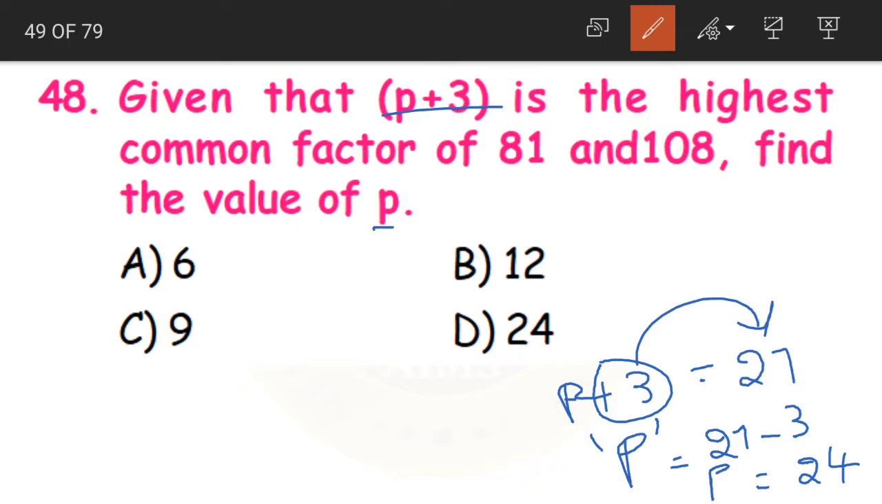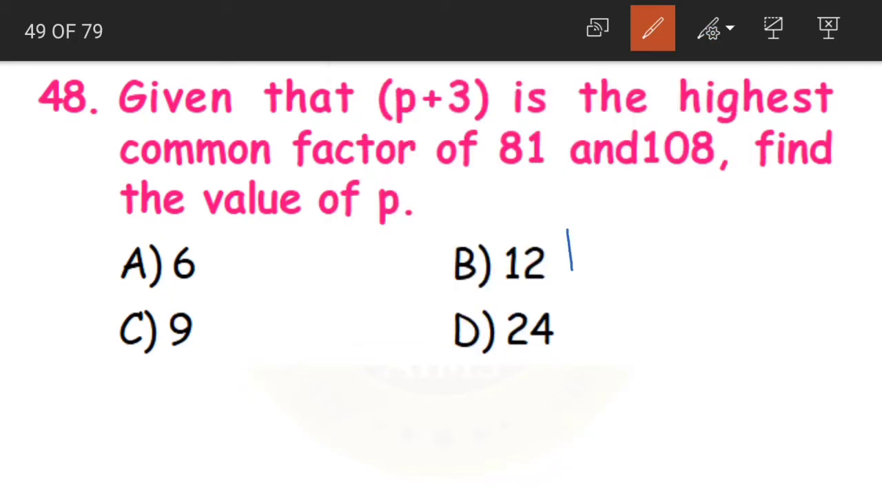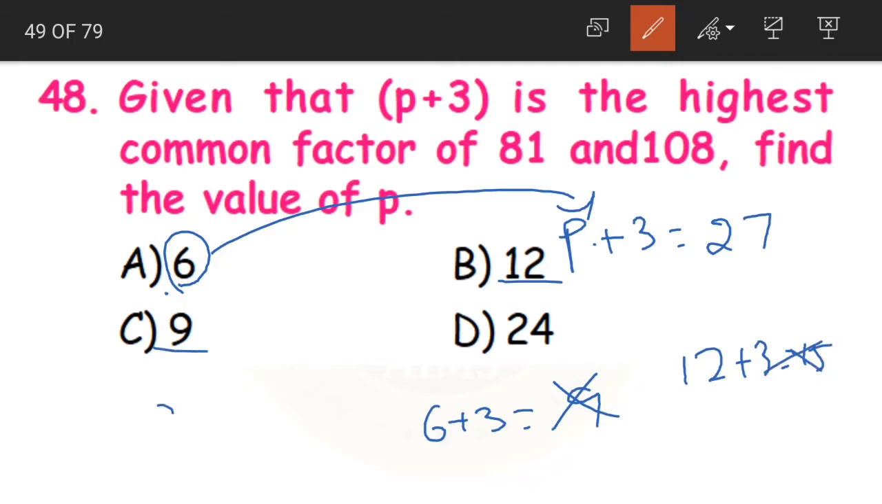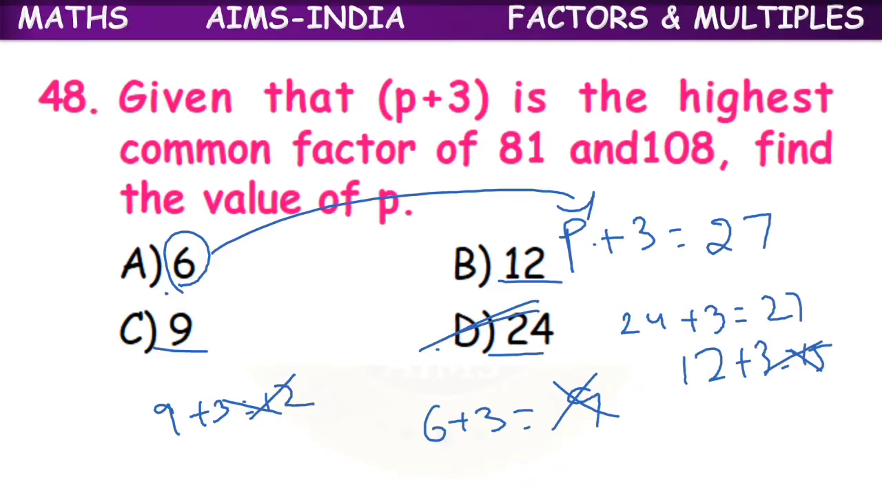Okay. For which number, if we add 3, will we get 27? Or another way to solve it is P plus 3 is equal to 27. Now if we take option A, 6 as P, 6 plus 3, is it equal to 27? No. Again 12, 12 plus 3 is equal to 15. So no. 9, 9 plus 3 is equal to 12. Again no. Option D, 24, 24 plus 3 is equal to 27. So yes, the value of P is option D, 24.